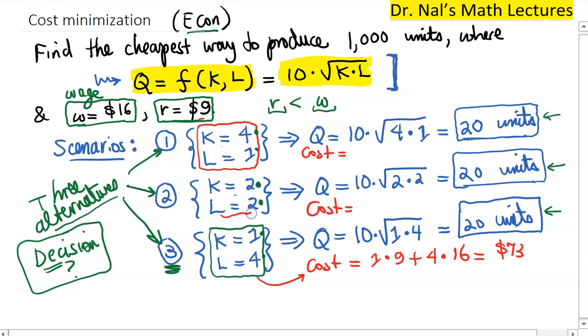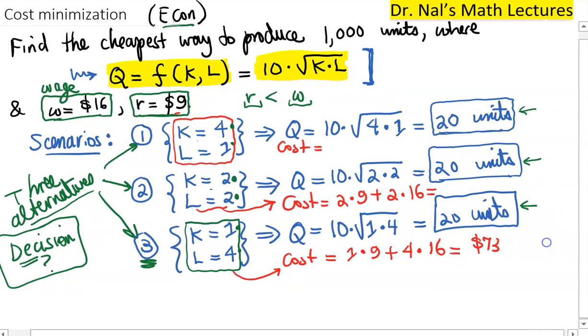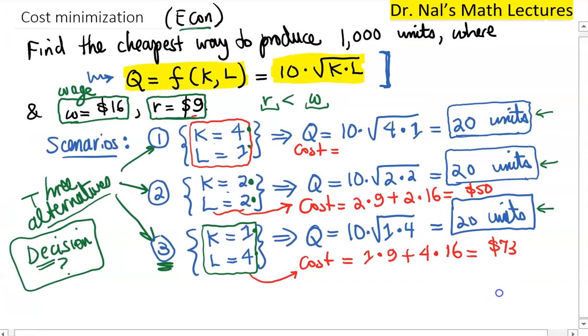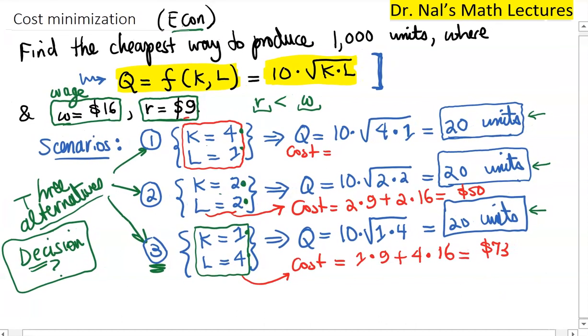Let's go to the second cheapest one, this one, where we use 2 units of capital times the rental rate of capital, which is 9, and 2 units of labor, where the rate of labor is $16. And as a result, 32 plus 18, that's $50. This is decidedly cheaper than the third alternative. But I claim that there's yet a cheapest way, which is the very first alternative.